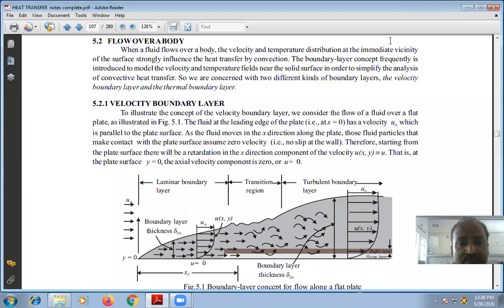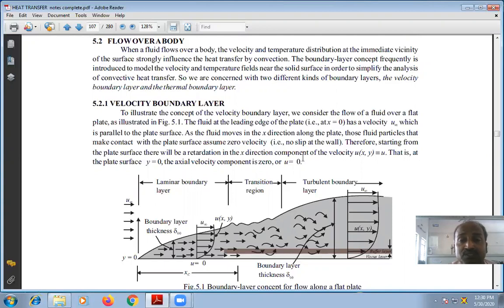Dear friends, we are going to study the concept of flow over a body. When a fluid flows over a body, the velocity and temperature distributions in the immediate vicinity of the surface strongly influence the heat transfer by convection. You can see on the diagram this is called the leading edge, and you can see the velocity boundary layer form on this particular plate.